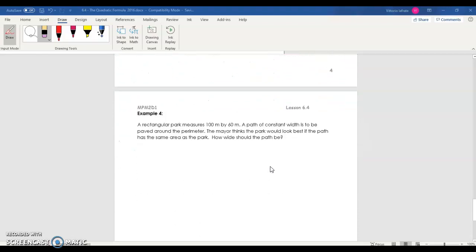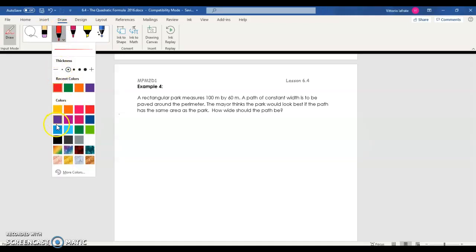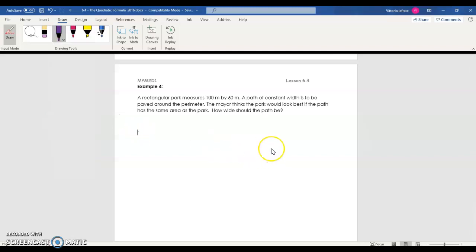So what we're going to do is we're going to do this last example together here, where we have a rectangular park, and we're going to solve the problem by starting with a sketch and then interpreting the problem. So a rectangular park measures 100 meters by 60 meters. So let's draw that rectangular park in there. So our first step is our sketch, of course. We'll make it a rectangular park. And we know it's 100 meters length by 60 meters width.